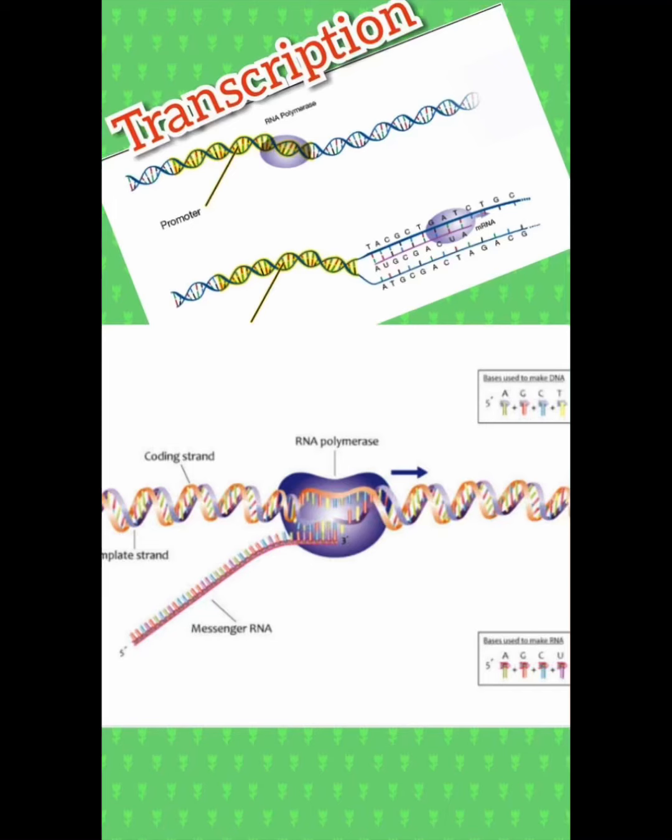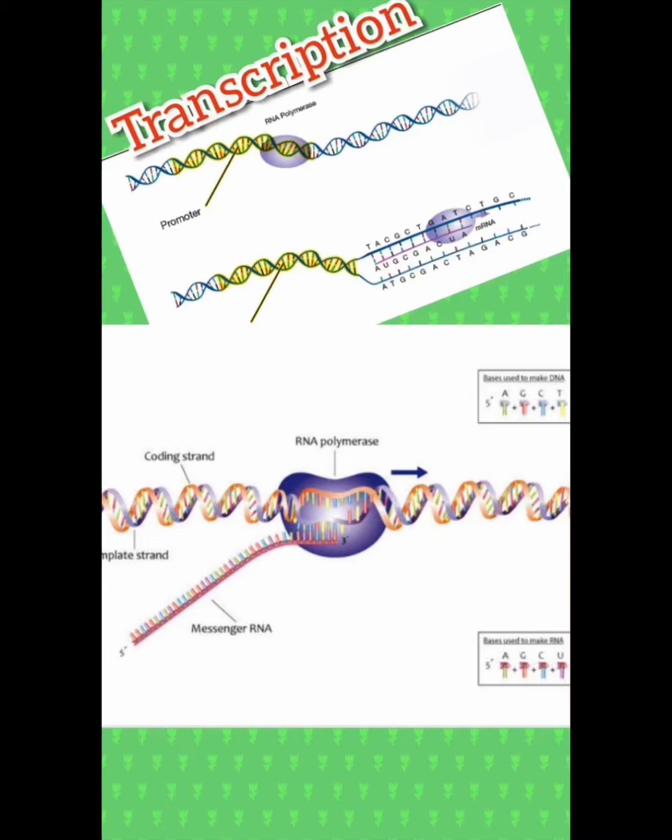Transcription results in the formation of messenger RNA using DNA as a template. This process takes place in the nucleus. You must be aware that DNA is made up of 2 strands. But in this process, only one strand of DNA is required, and this one strand is used as the template for the synthesis of messenger RNA.